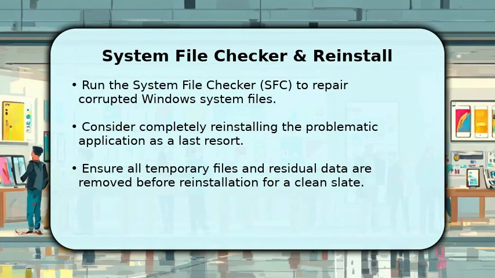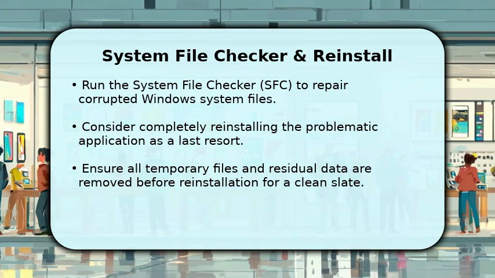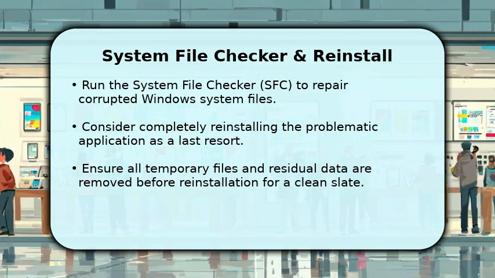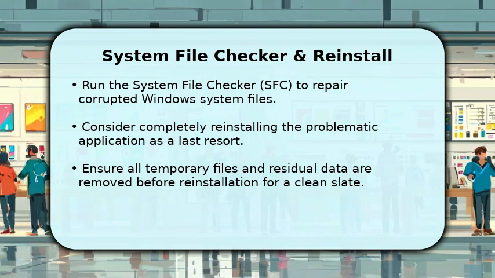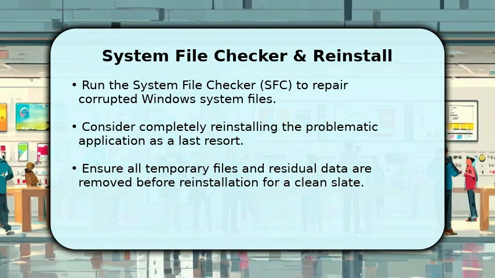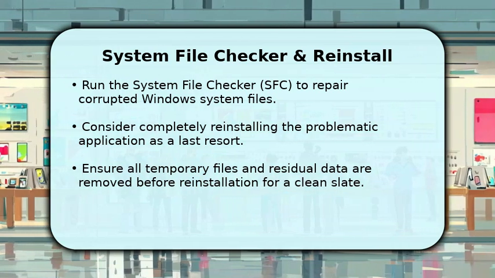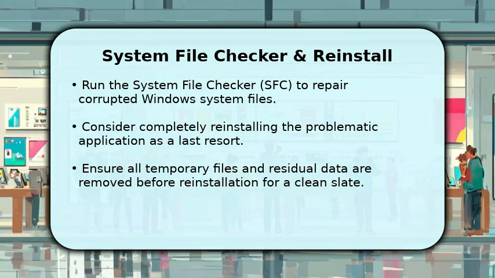If the previous steps haven't resolved error code 5, corrupted system files might be the culprit. Open Command Prompt as an administrator and type sfc /scannow to run the system file checker. This tool will scan for and repair any damaged Windows files.